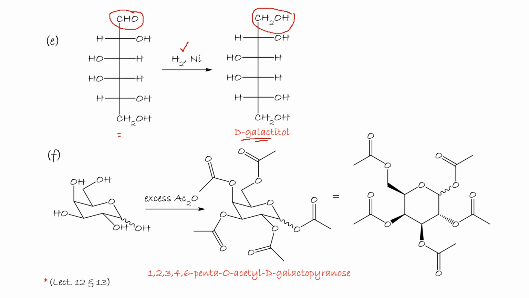When we treat the D-galactose with excess acetic anhydride, we acetylate all the OHs, 1, 2, 3, 4, and 5, and we get 1, 2, 3, 4, 6 penta-O-acetyl D-galactopyranose. Okay, again here is an alpha and beta mixture.